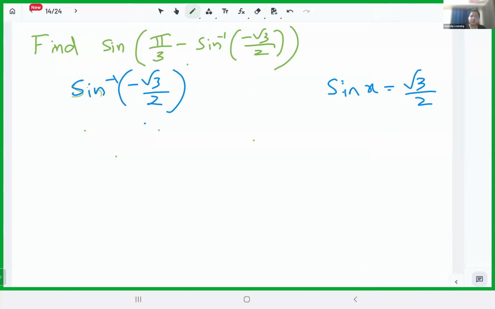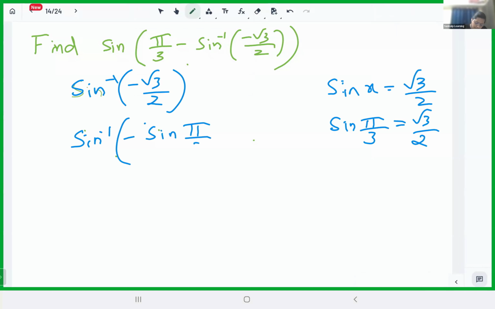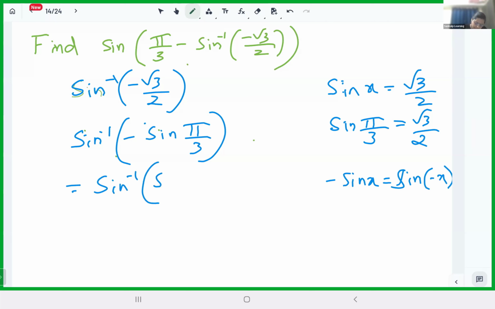Sin x is equal to root 3 by 2. Which value will give you that? Sin pi by 3, since sin 60 is root 3 by 2. So you can replace minus root 3 by 2 as minus sin pi by 3. Again, we can apply the property minus sin x is equal to sine of minus x. So this can be written as sine inverse of sine of minus pi by 3.